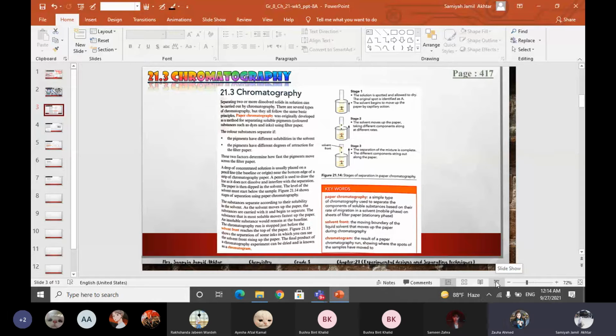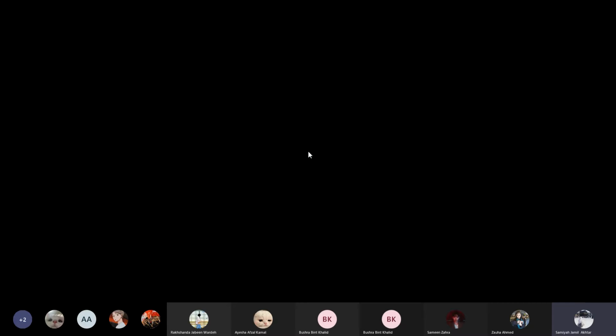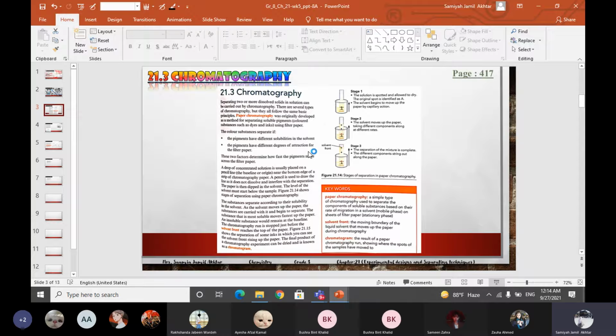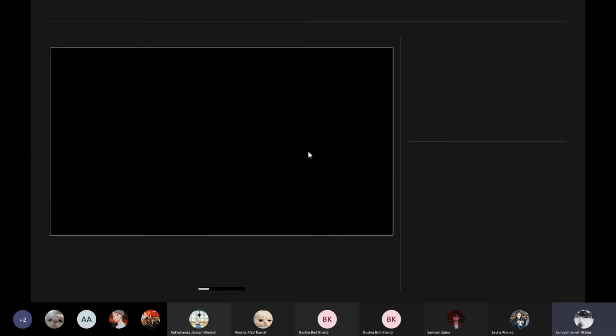Okay, now open your book, page 417. The same thing is written over here. You can see the stages: stage 1, stage 2, stage 3. The solution is spotted and allowed to dry. The original spot is identified as A. The solvent begins to move up the paper by capillary action.